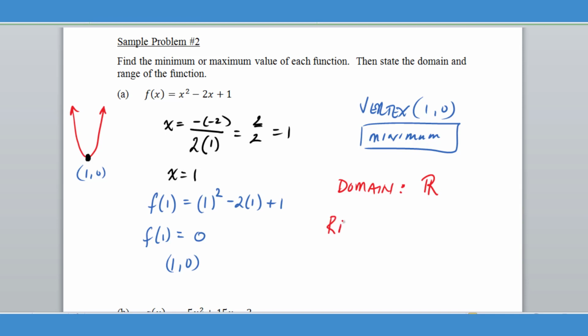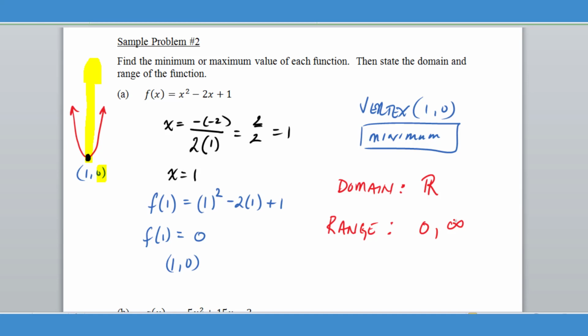However, the range is slightly different. The range is going to be whatever the minimum or maximum value is, and then it's either going to go to positive infinity or negative infinity depending on whether it opens up or down. And so you can see in this case, we're talking about all of the y values for our range, and our y value starts at 0 and goes up to positive infinity.